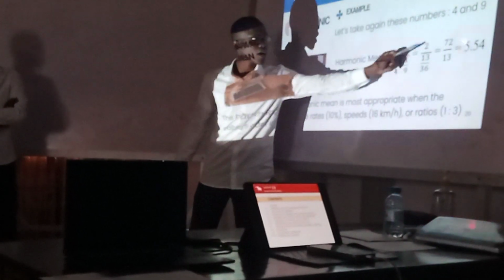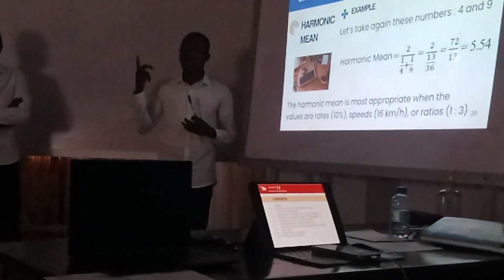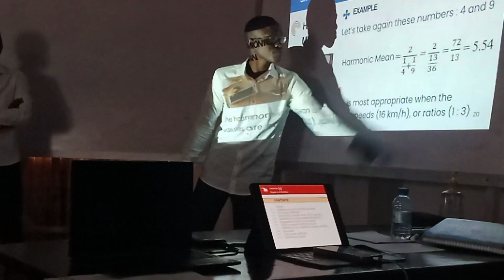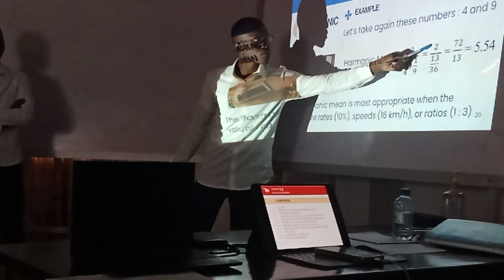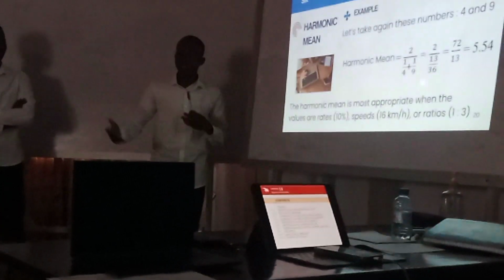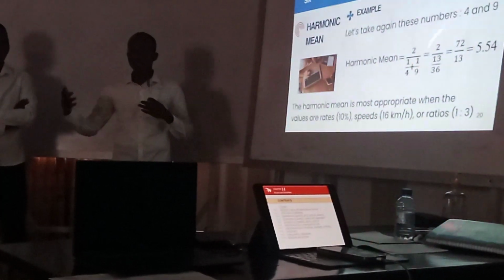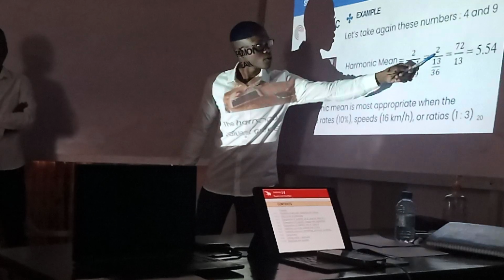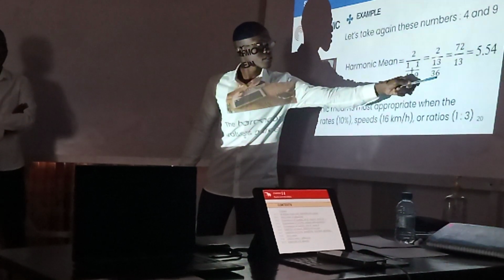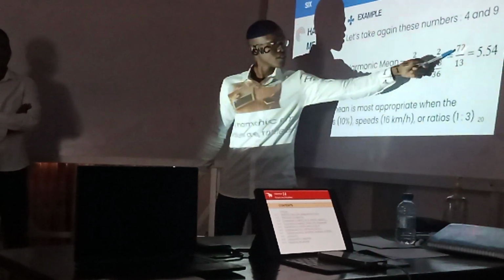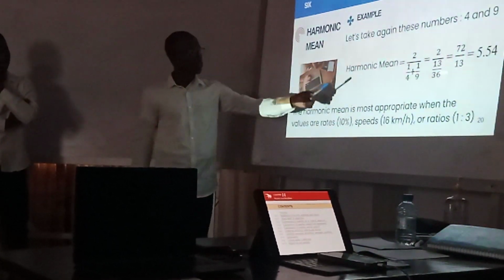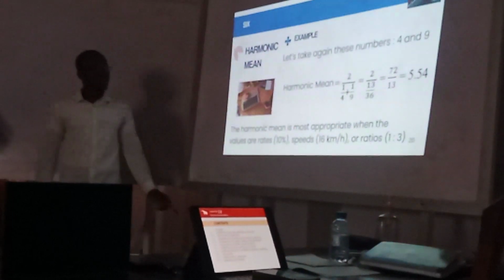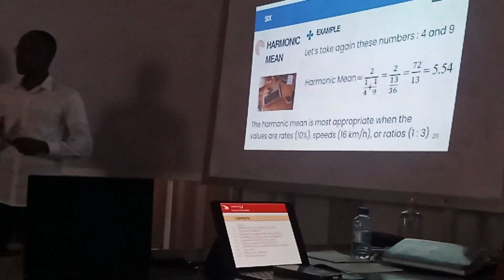These two have a denominator of 1. To obtain this fraction, we take the first fraction multiplied by the inverse of the second fraction. You do now 2 times 36, which equals 72, and we put in the denominator this 13, which equals 5.54.